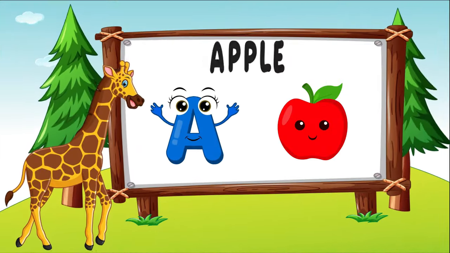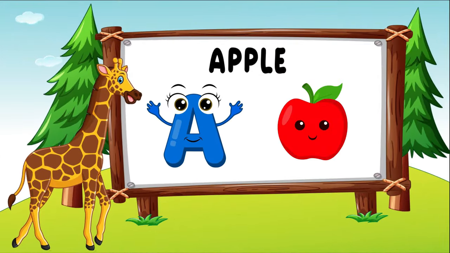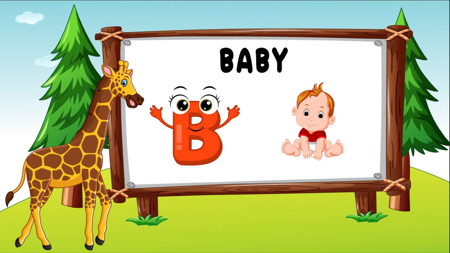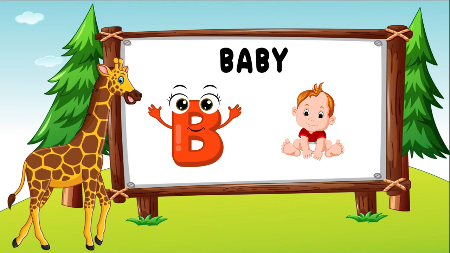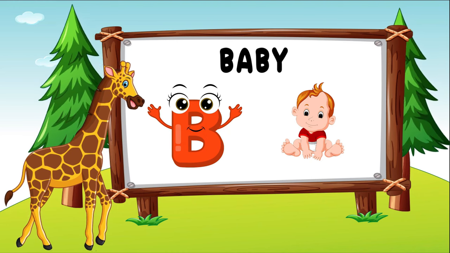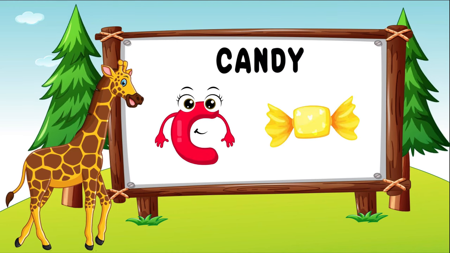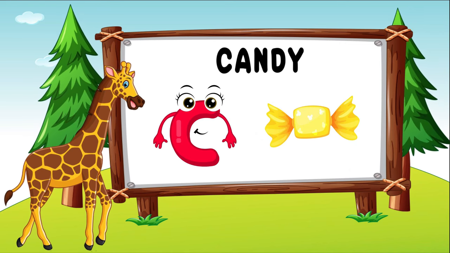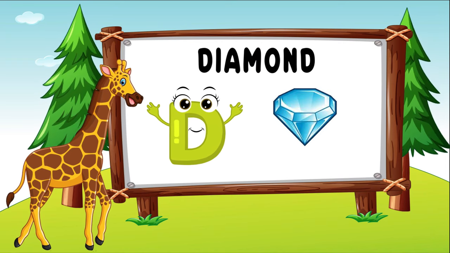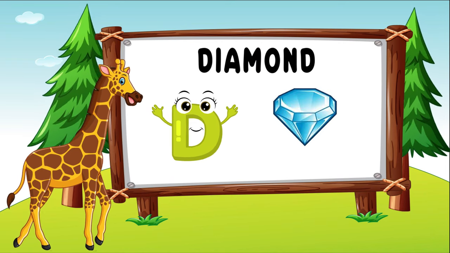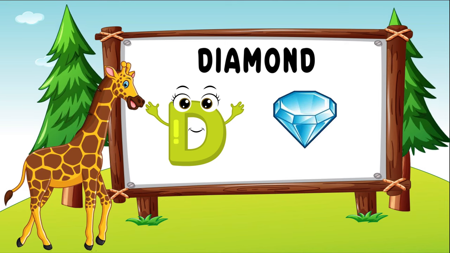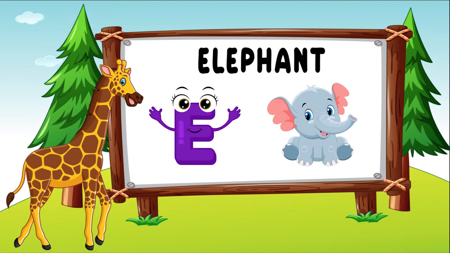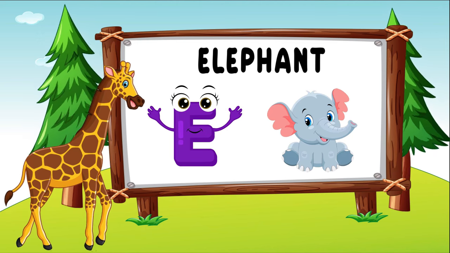A is for apple, apple, apple. A, apple. B is for baby, baby, baby. B, baby. C is for candy, candy, candy. C, candy. D is for diamond, D, D, diamond. E is for elephant, E, E, elephant. E, elephant.